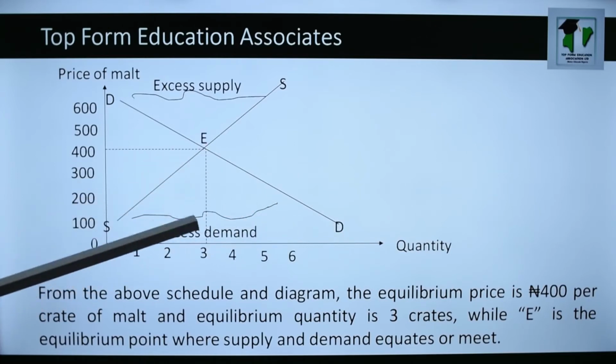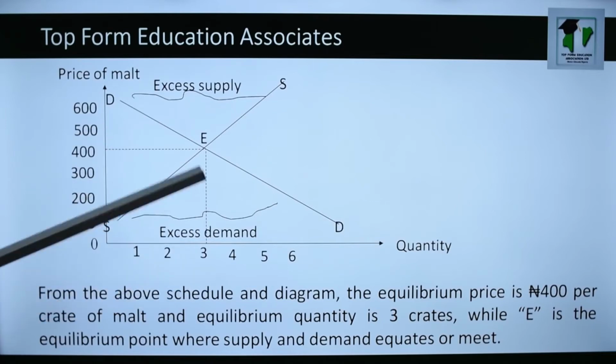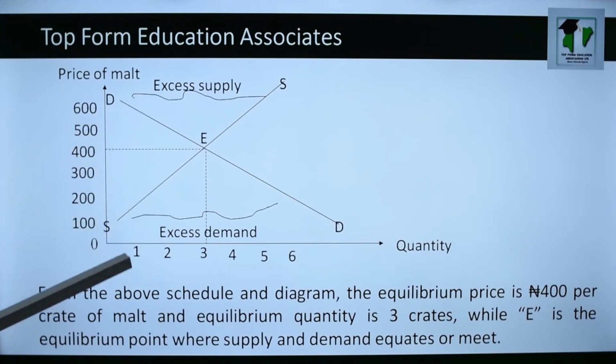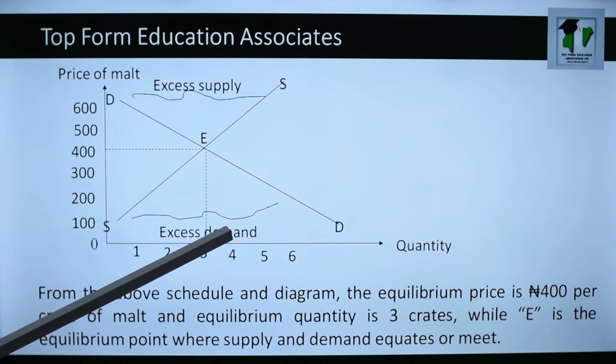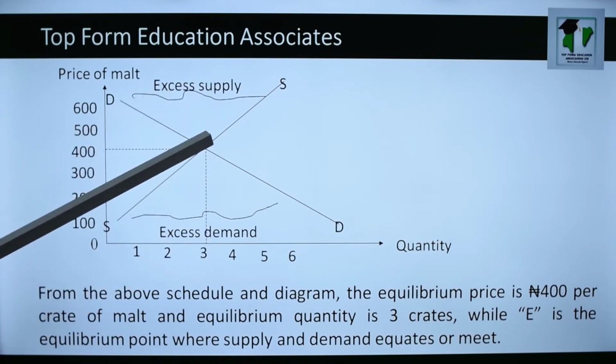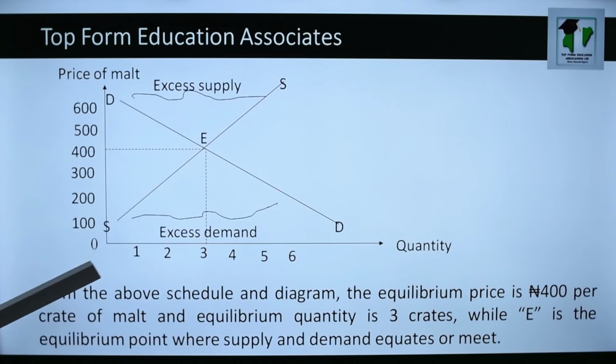Because below the equilibrium, the price will be low. Consumers will want to buy more. Sellers will supply less. That's why there's a wide gap between quantity demanded and quantity supplied. So below the equilibrium, we have excess demand, while above the equilibrium, we have excess supply. At the equilibrium, we have the equilibrium price to be 400 naira and the equilibrium quantity to be 3 crates of malt.